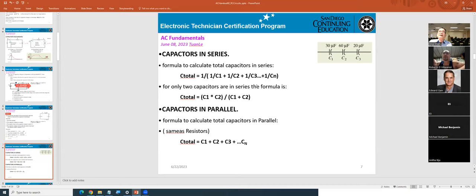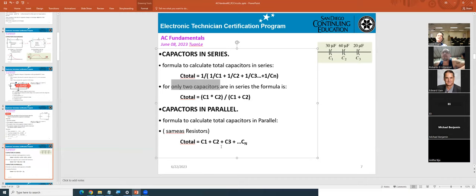This formula is the same as resistors connected in parallel. Okay? However, if you get only two capacitors in series, you can use C total equals C1 times C2 divided by C1 plus C2. So this formula is exactly the same as resistors connected in parallel. Okay? However, if the capacitors are connected in parallel, you want to combine the formula to calculate total capacitor in parallel, same as resistors in series. That means C total equals C1 plus C2 plus C3.